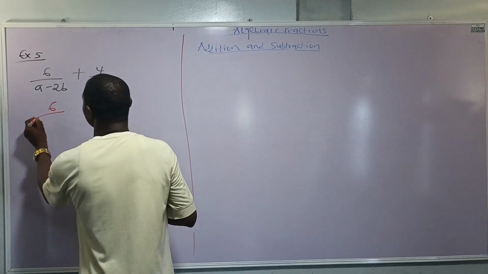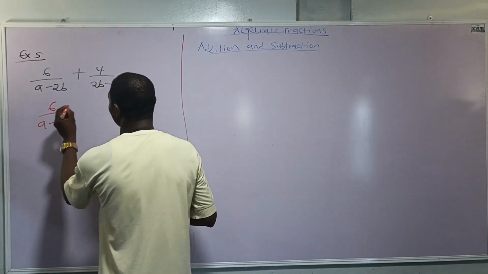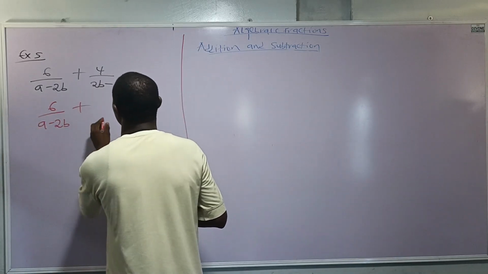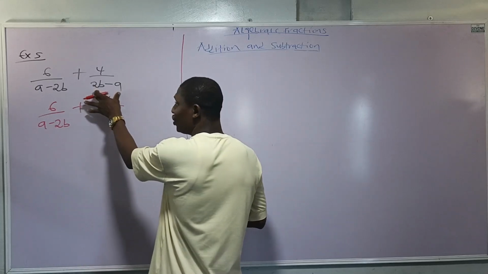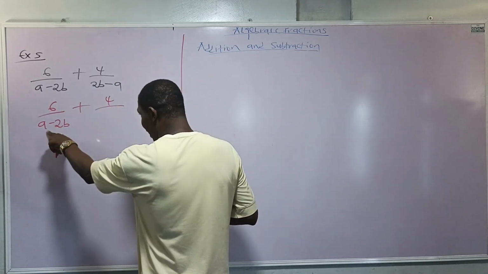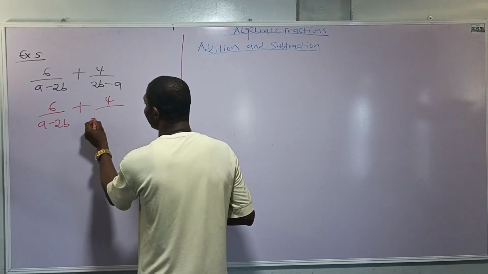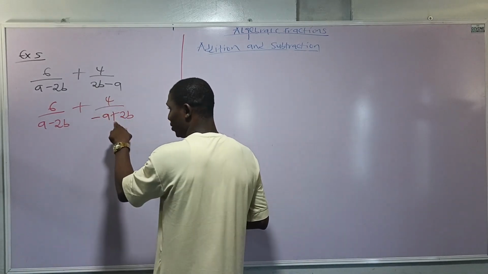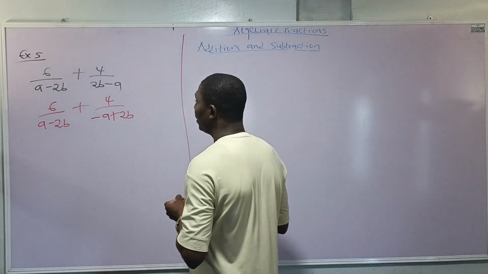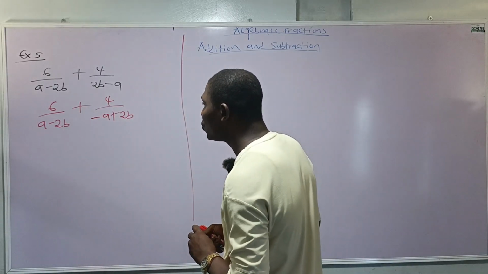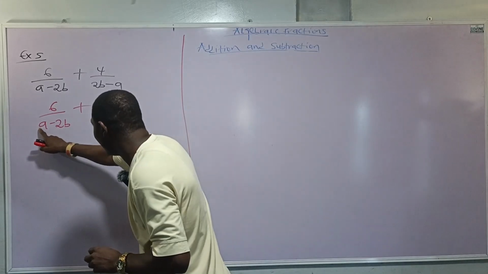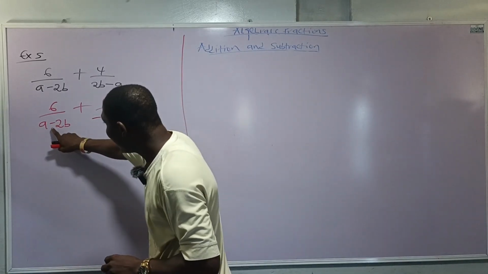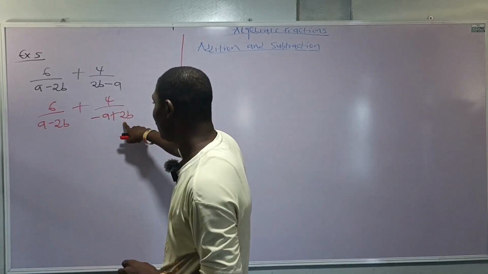Let's write our 6 over A minus 2B the way it is being written. Put my plus sign, 4 all over. I can rearrange the denominator of this so that my A can come first, just like this. But this is negative A plus what? 2B. This is an invisible positive sign for the 2B. Now, if you take note, you see that here is positive A, here is negative A. And here is negative 2B, here is positive 2B.